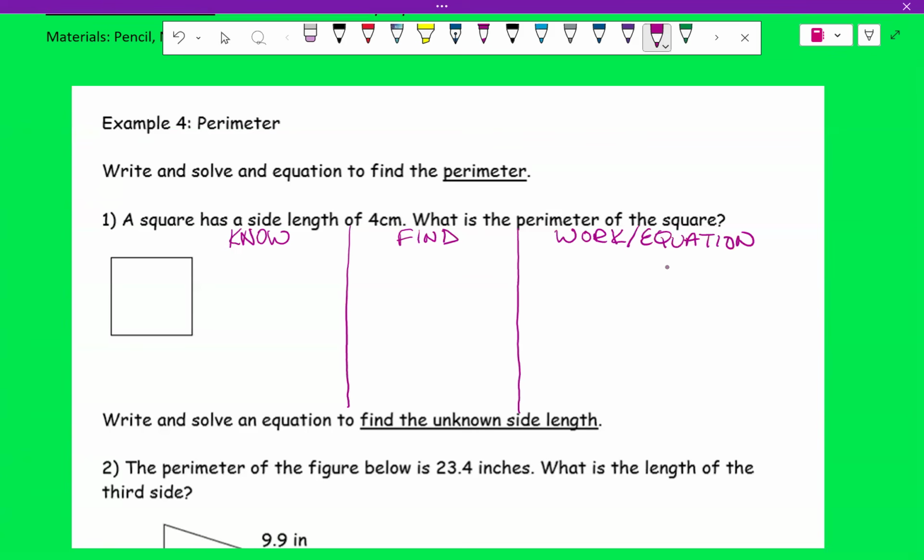Okay, so what do we know? We know that the side length of a square is 4 centimeters. So we're going to write that down. Side length of square equals 4 cm. What is it asking us to find? Well, it's asking us to find the perimeter.